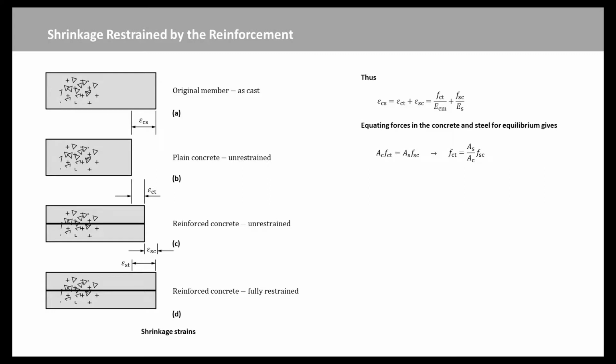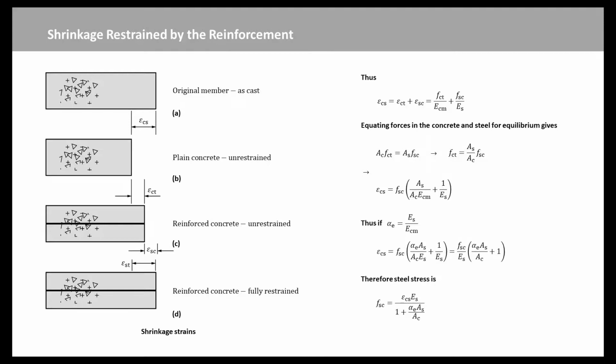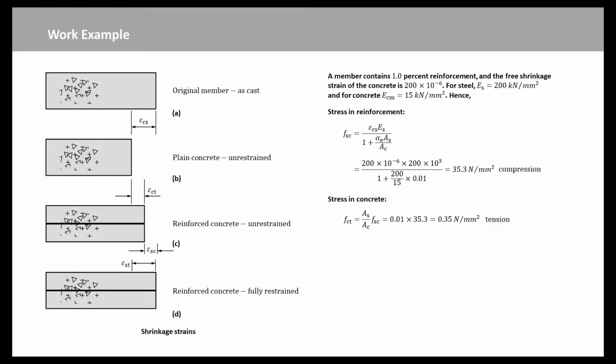Equating forces in the concrete and steel for equilibrium gives this equation. Substituting for Fct in the epsilon Cs equation, we obtain this expression. If alpha E equals Es over ECM, then we can derive the steel stress equation. Now we can use an example to illustrate the stresses in reinforcement and concrete.